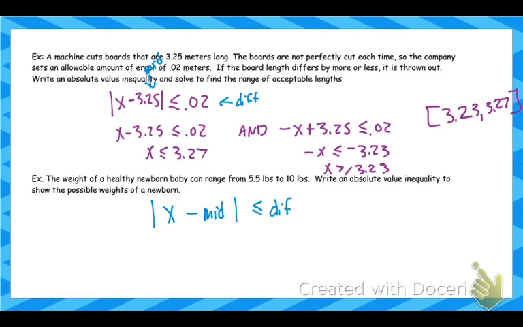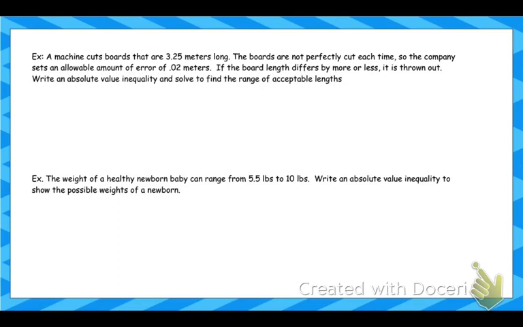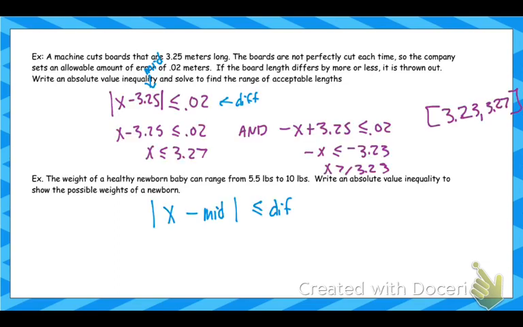Our midpoint here, halfway between 5.5 and 10, would be 7.75. Then the differential there, how much it's varying from that midpoint, would be 2.25. So if you solve that algebraically, then you would get x is less than or equal to 10. You would also get that x is greater than or equal to 5.5. All right, so that's it for absolute value inequalities, and we will continue looking at quadratics after this.